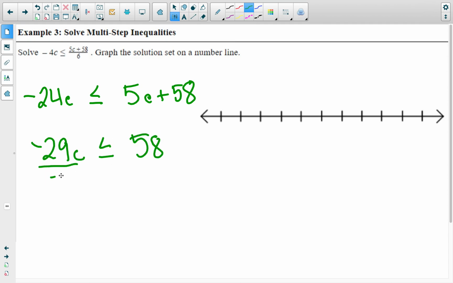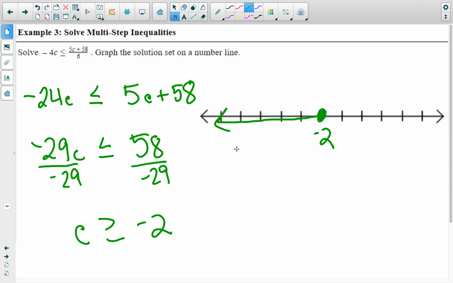When I divide both sides by negative 29, I'm dividing by a negative number, so I need to flip my inequality symbol to get c is greater than or equal to negative 2. So put negative 2 somewhere on your number line. We want a closed circle because it is a less than or equal to symbol, and we want the arrow to face to the left.